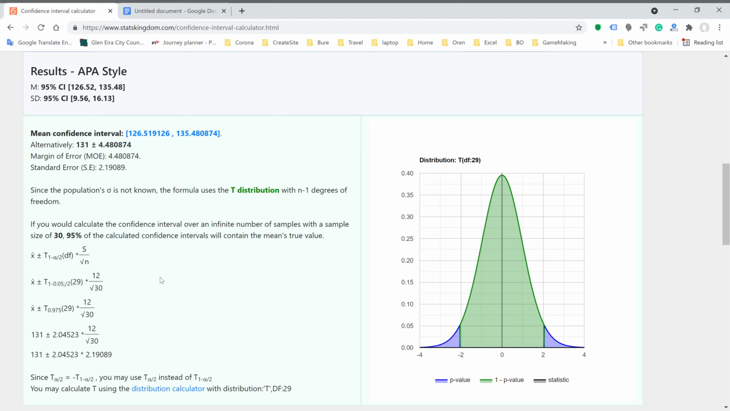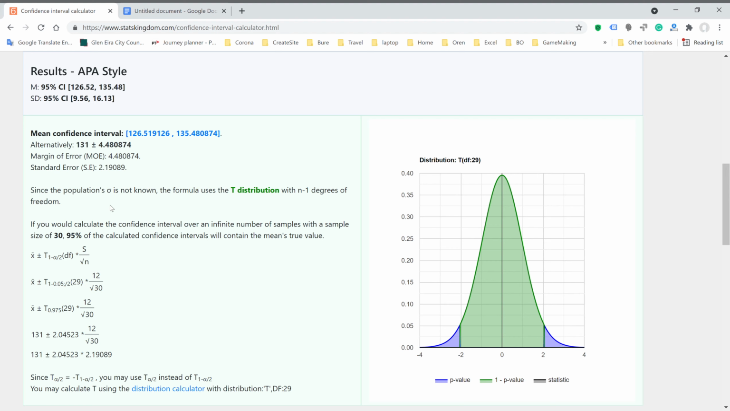So first we can see the confidence intervals above in APA style. And next we can see some measurements about them. We can see the margin of error, and we can see the standard error. Also, since the population's standard deviation is not known, the formula actually used t-distribution with n-1 degrees of freedom.